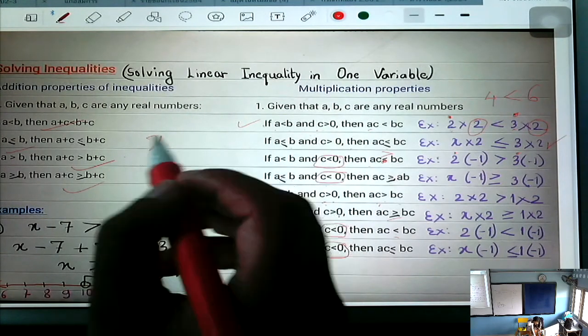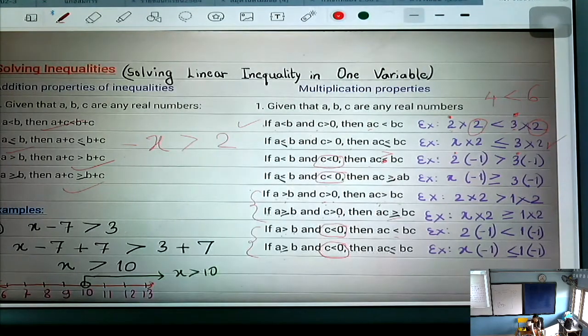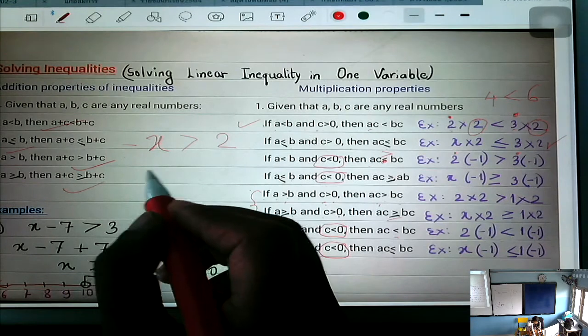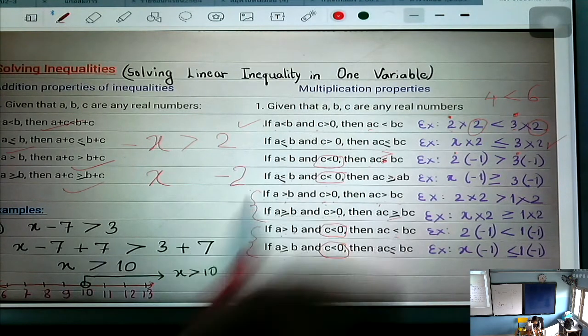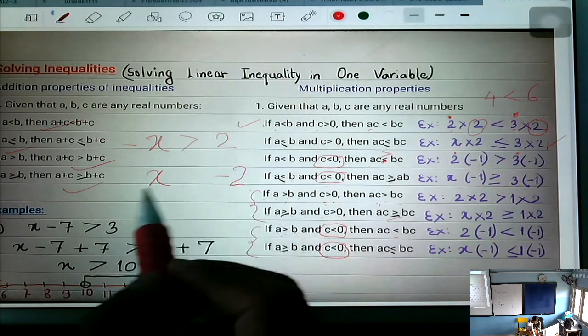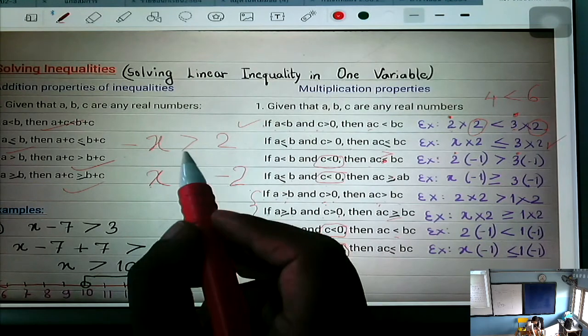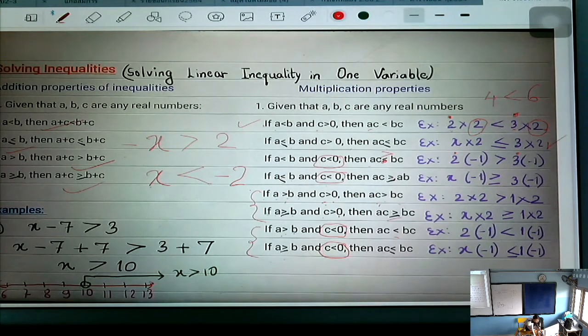That means sometimes you have it like this. If minus x is more than 2, okay, the multiplication property says when you change the sign, minus x is more than 2, now you change the sign. Minus x became plus x, 2 became minus 2. The sign changed. Clear? Understood? Okay. These are the important properties of solving inequalities.